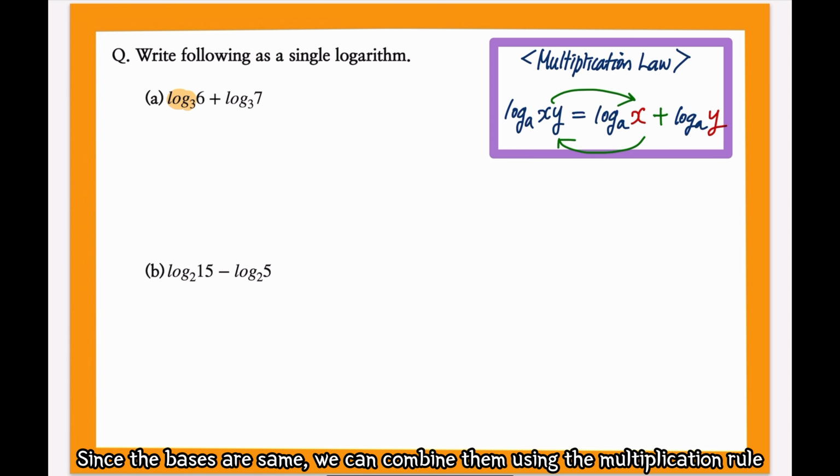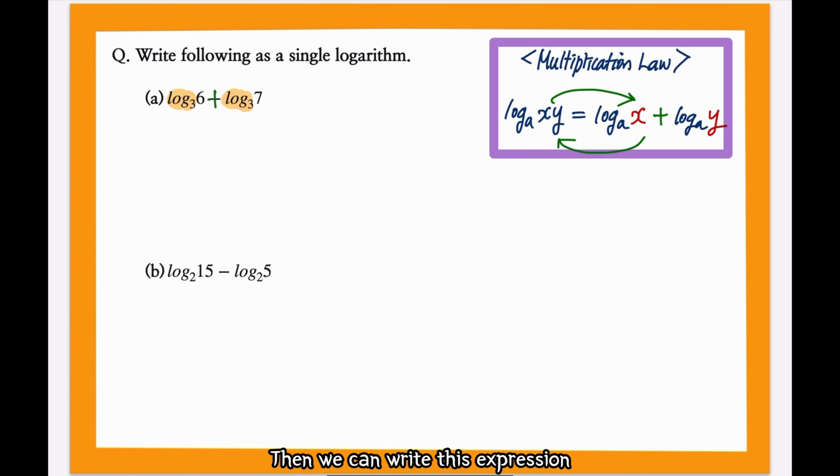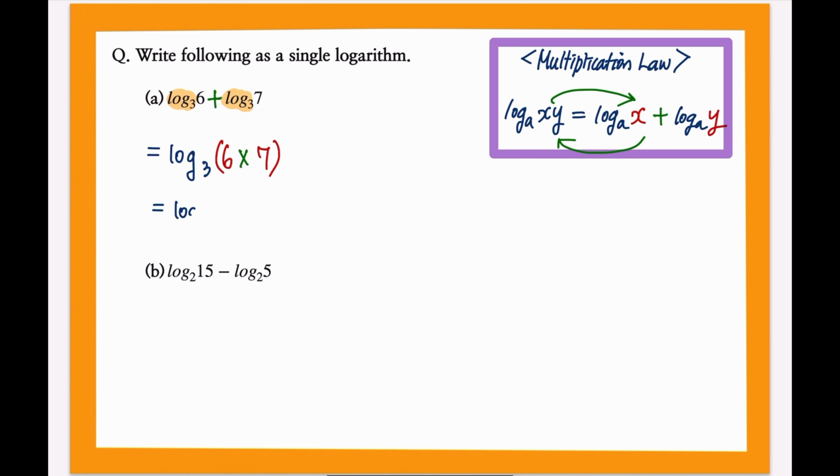Since the base is the same, we can combine them using the multiplication rule. Then we can write this expression as log base 3 of 6 times by 7. Then the result is log base 3 of 42.